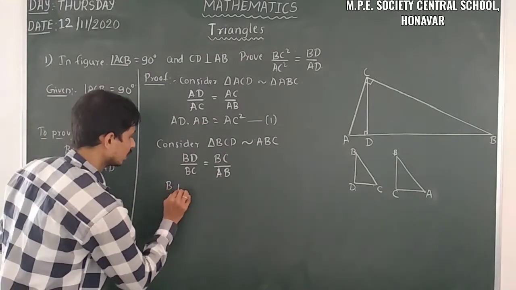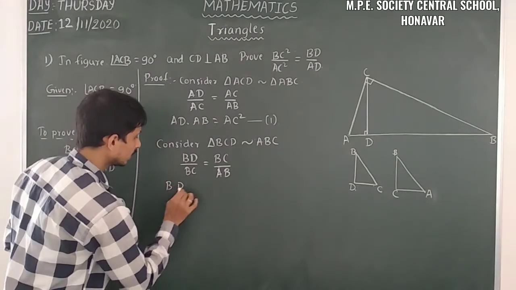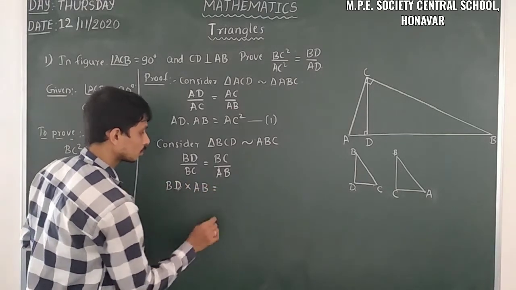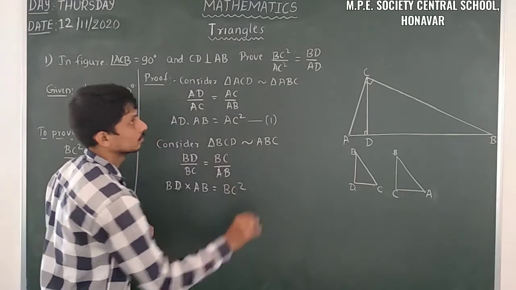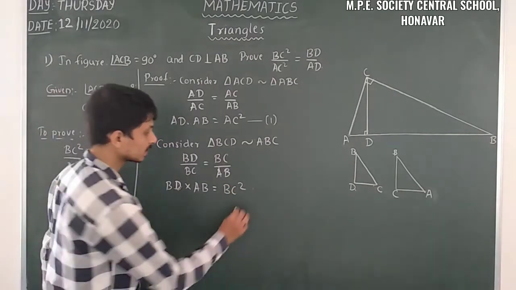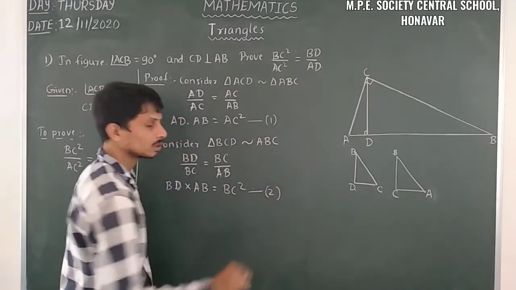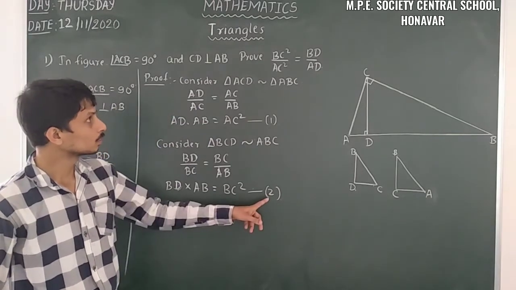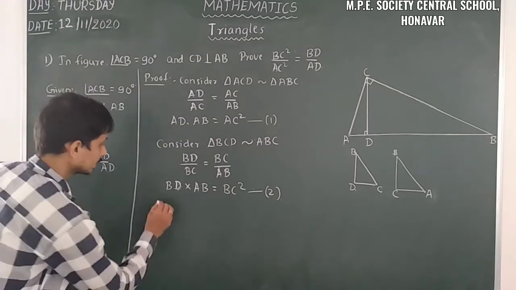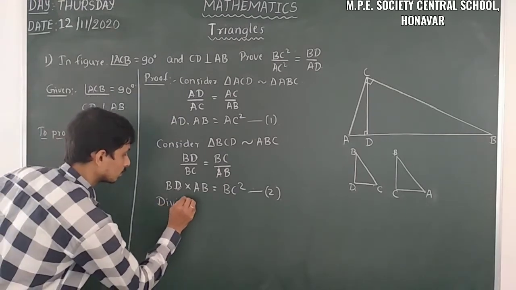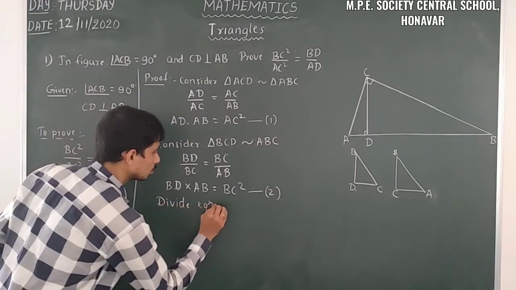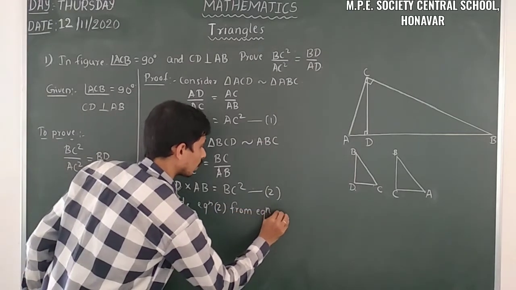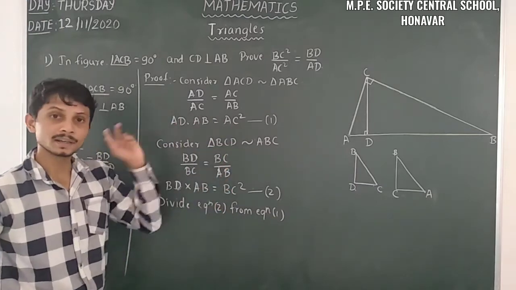After that we have to transpose. That is BD into AB is equal to BC square. BD into AB is equal to BC square. We'll take this as equation number 2. So divide equation 2 by equation 1, because we want BC square by AC square.